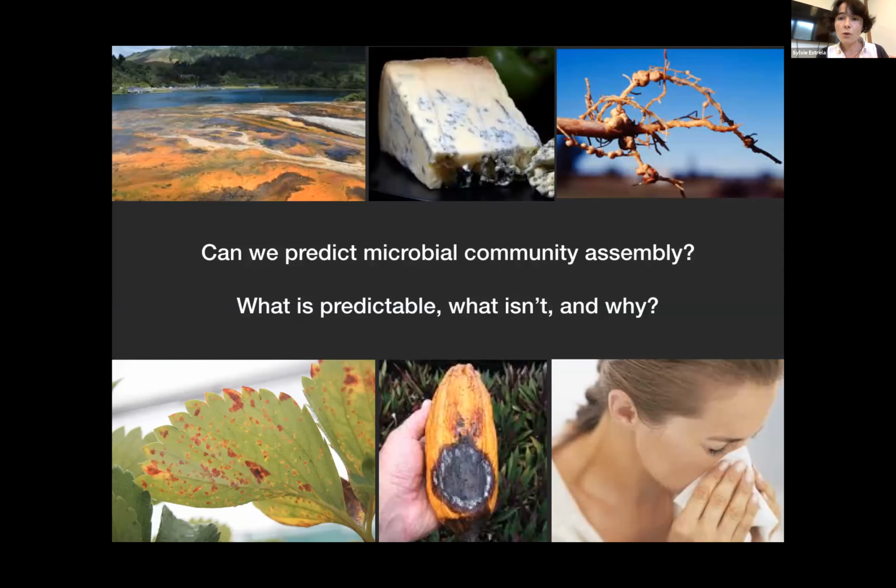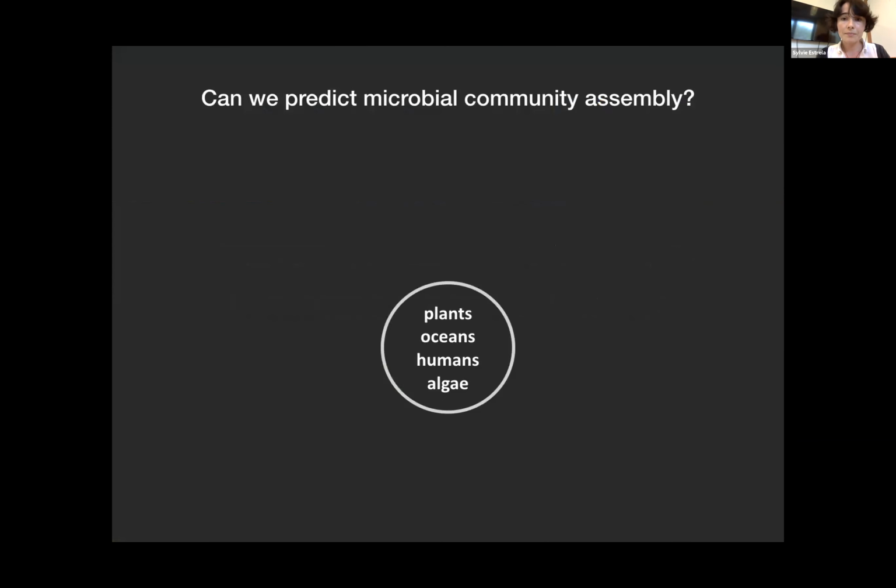And so this raises the question of to what extent can we predict how microbial communities assemble, how they evolve, and how they respond to perturbations. But to be able to make such predictions, we first need to understand what is predictable, what isn't, and why. As answering these questions is really important to efficiently manipulate and design microbial communities that perform desired functions.